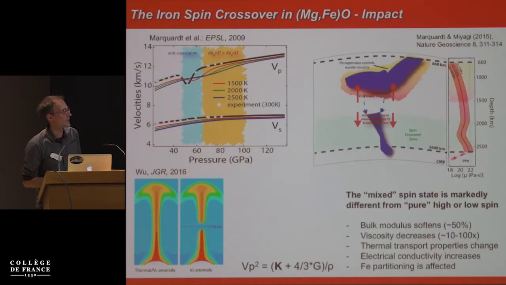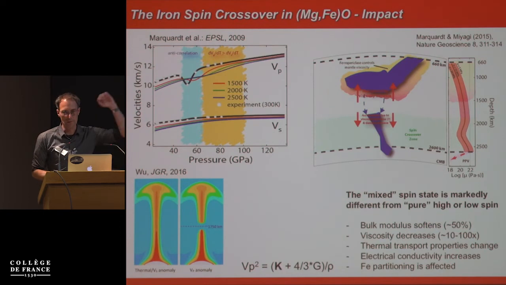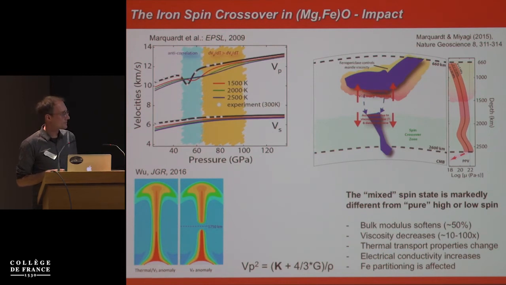And in this mixed spin state, physical properties are really different from the high spin and the low spin state. In particular, the bulk modulus softens by about 50%, viscosity decreases, we don't know quite how much, but maybe by a factor of 10 or 100, and then there are changes in transport properties, maybe also iron partitioning. Just to outline a few things, so early measurements showed that because the bulk modulus softens, and bulk modulus is part of the compression wave velocity equation, you can see this dip in compression wave velocities. This is at 300 Kelvin. Shear velocities don't show any change.